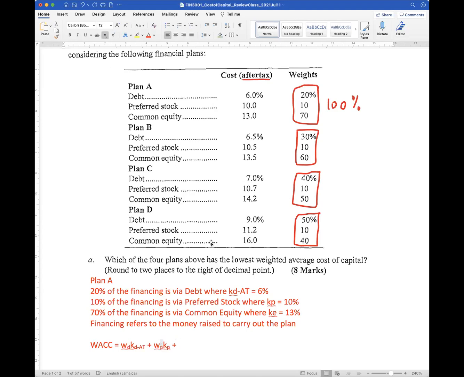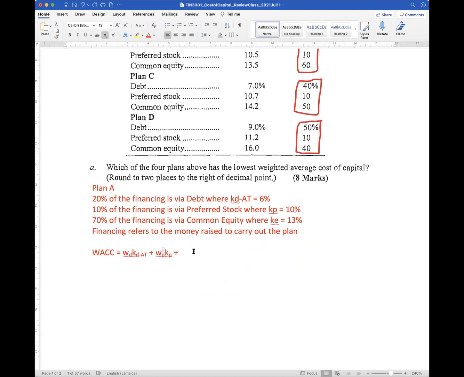Scroll up, I'm not seeing it. Seeing it now? Yes, sir. And then we have equity.